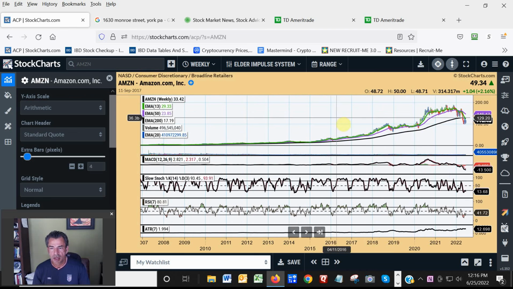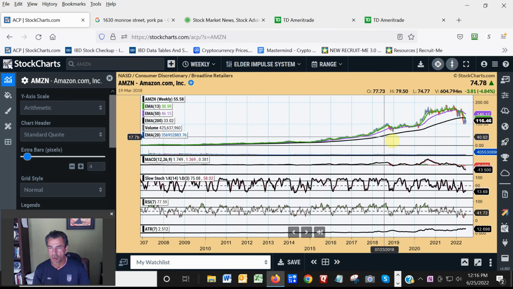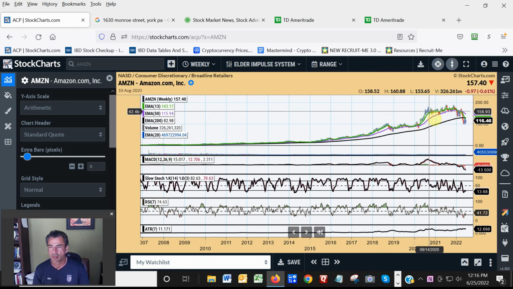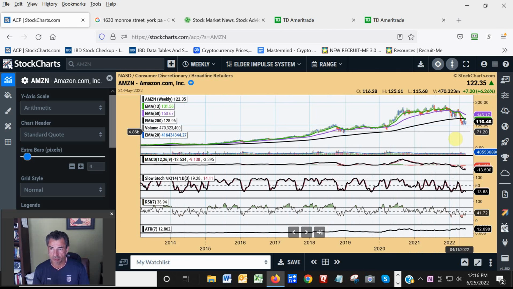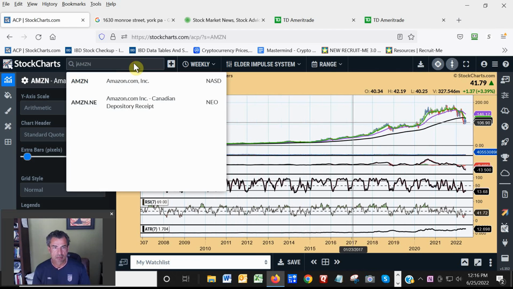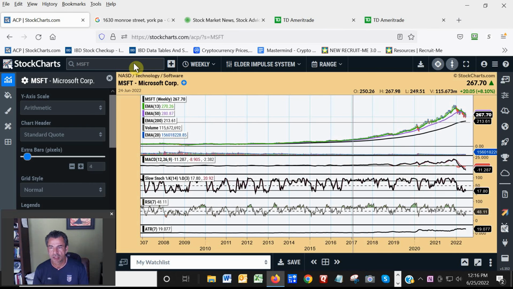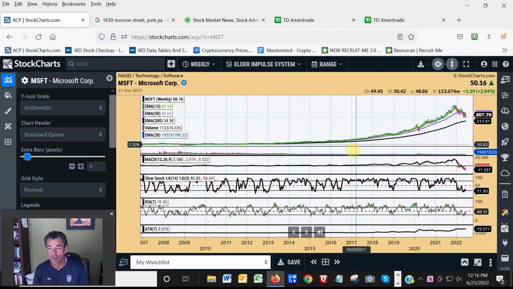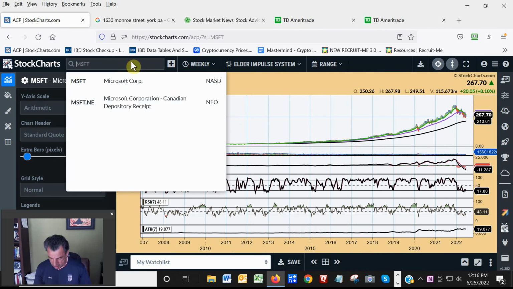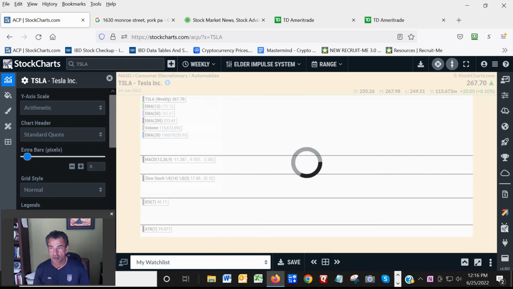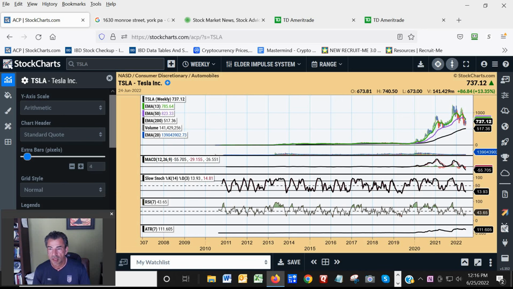It's not like Amazon didn't have any volatility. It went up, came down, went back up, and now it's crashing. Microsoft. All these big names have had volatility. Well, Microsoft, this one looks like a pretty solid company. Hasn't done much. It just looks like Tesla. Look at the volatility in Tesla.